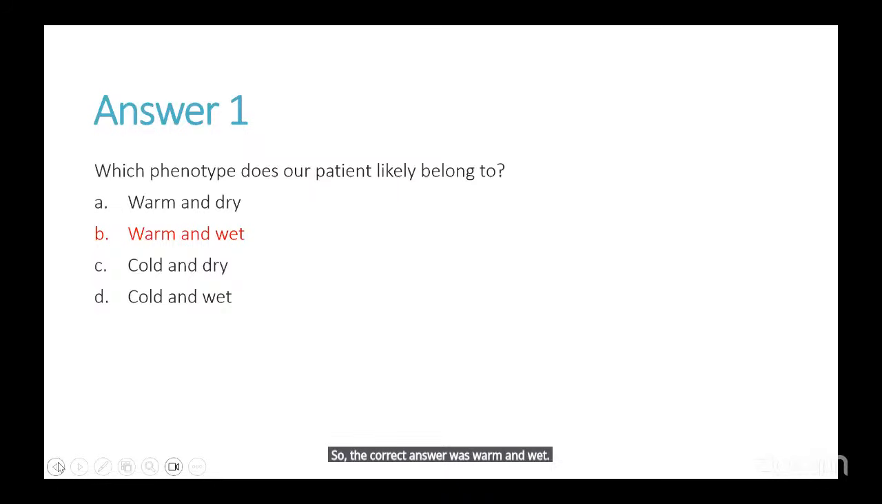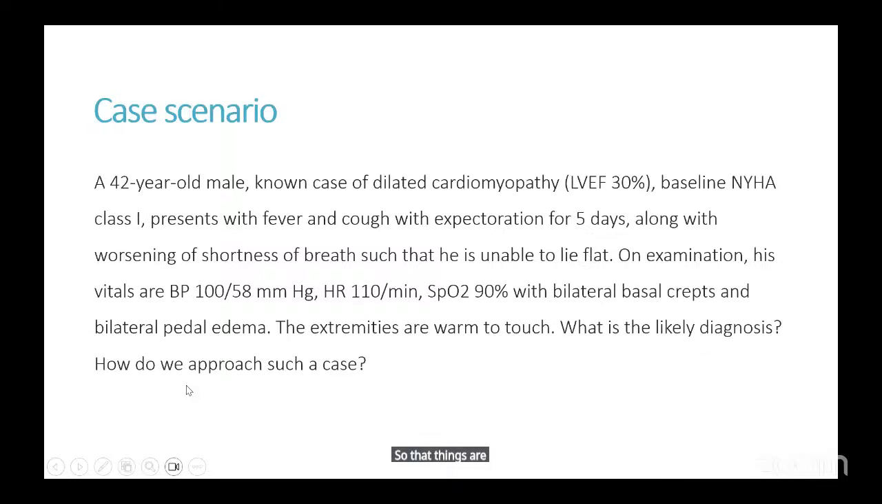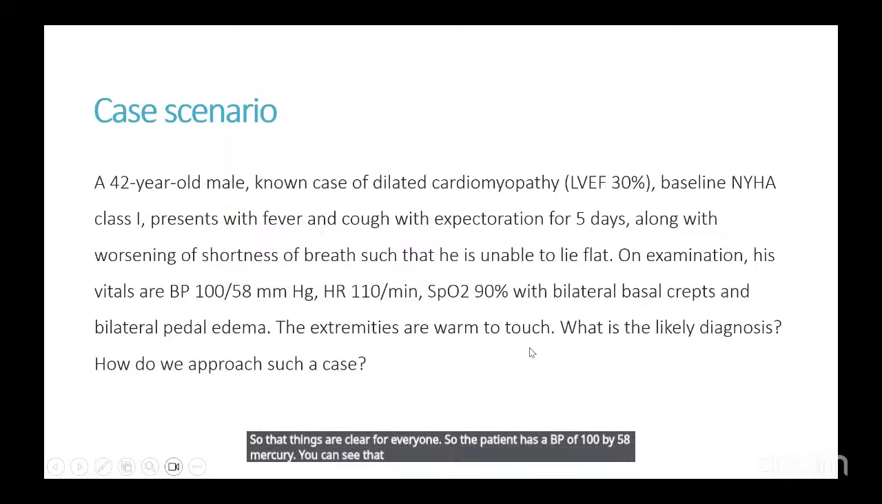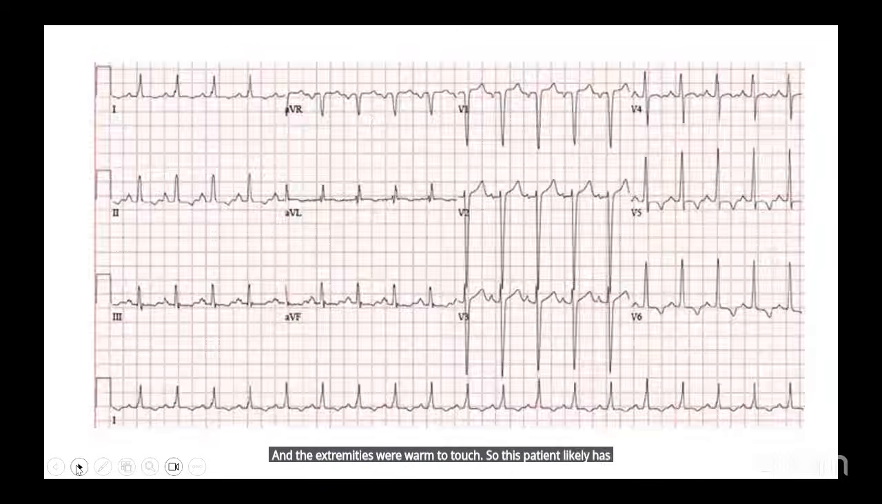So let me just go back to my case scenario so that things are clear for everyone. So the patient has a BP of 100 by 58 millimeter mercury. You can see that he has bilateral basal crepitations and pedal edema. So he is wet and the extremities were warm to touch. So this patient likely has warm and wet acute heart failure.